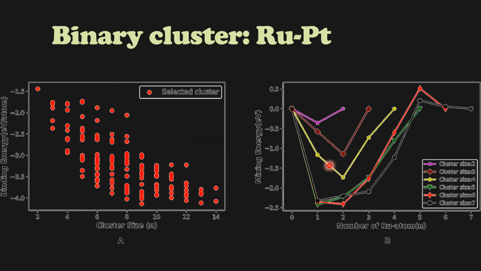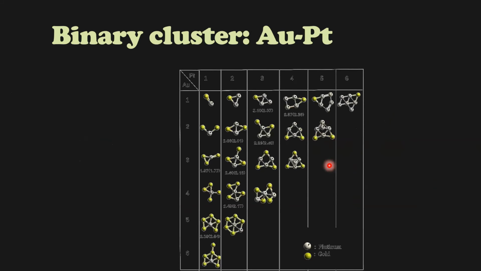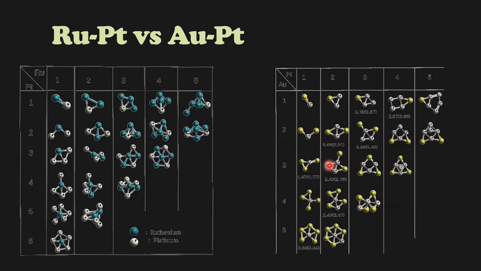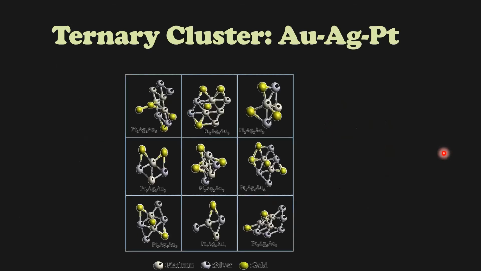I'm not going into the detail. I have also forgotten the details of this particular study, but these are possible to be done. This is another binary cluster. If you compare the binary clusters of 2 very similar metals, you can still see that the geometries are different. That I'm coming to later. This is a ternary cluster, with 3 types of elements.